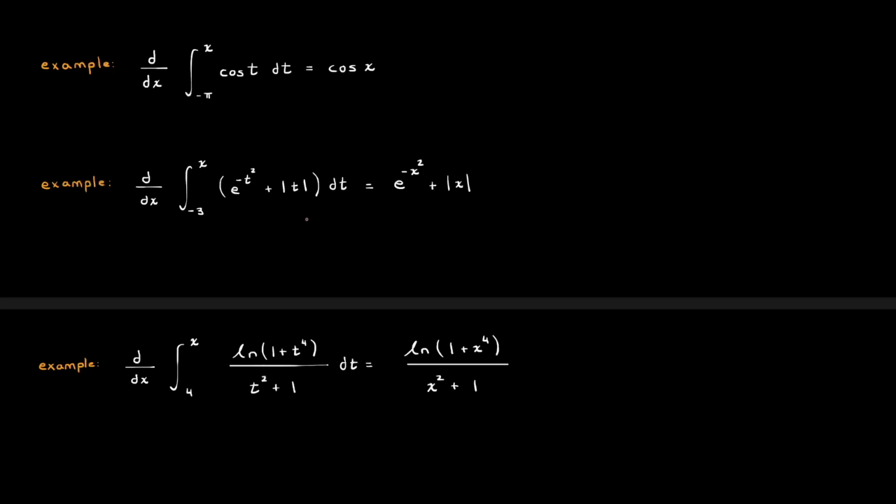We don't actually have to go out and find any antiderivatives. It just tells us that these things will cancel out, and you just get back the integrand evaluated at the upper limit. Super simple, super straightforward. And let's take a look at one more example over here.